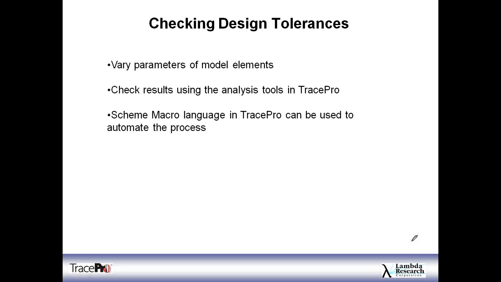So why would you want to check your tolerances? Well, you want to see, if you actually have this part made, and obviously not every part that you get in is going to be perfect, how much room for error is there in your design? What you can do is vary the parameters of your model elements and then check the results using the analysis tools in TracePro. You can also set up a scheme macro to automate this task. You could write a little scheme macro that could, say, move your lamp inside of your reflector, or change your reflector shape slightly, or even change the output of an LED and see what the results are going to be.